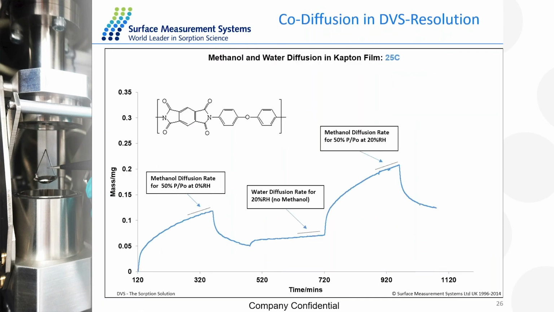So this is the experiment done on Kapton tape at 25 degrees C. We measure the diffusion of methanol, 50% of methanol, the diffusion of water, 20% of water, and the diffusion of methanol plus water, which is the last stage over here. And you can see here that there is quite a similarity between the diffusion of methanol and the diffusion of methanol plus water at 25 degrees C.